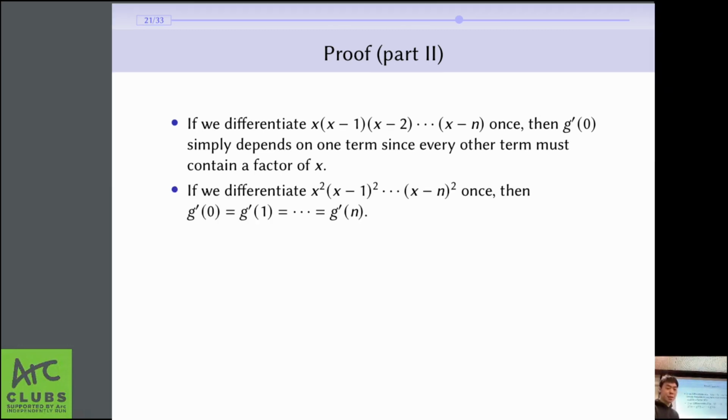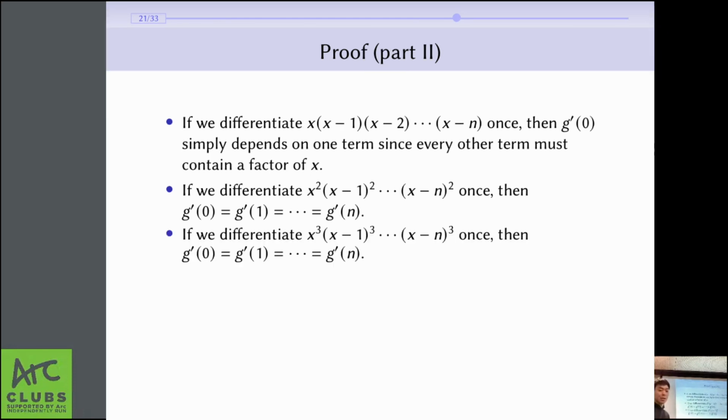Okay. Let's have a look at this then. If we differentiate x squared times (x minus 1) squared up to (x minus n) squared, then by the same line of reasoning, I know that the derivatives evaluated at each of these points, 0, 1 to n, should equal 0, right? If I differentiate x cubed times (x minus 1) cubed all the way up to (x minus n) cubed once, then again, all of these should vanish to 0.